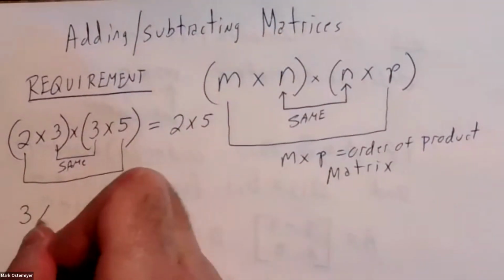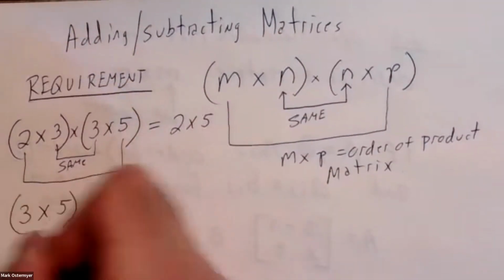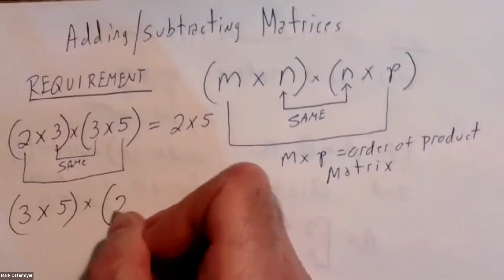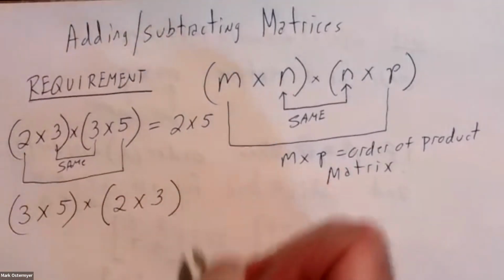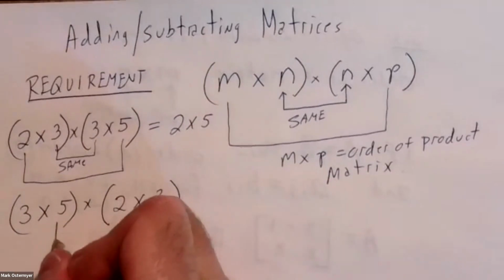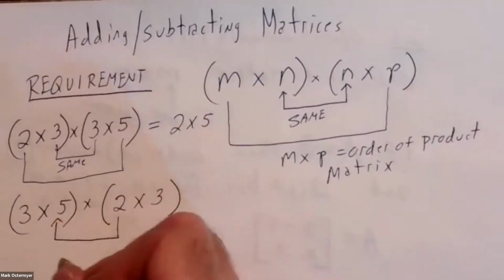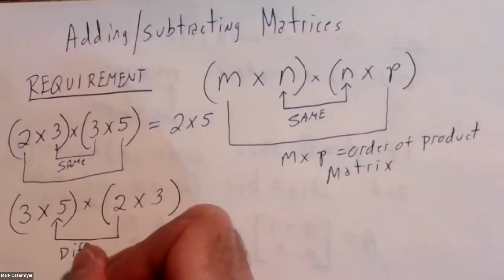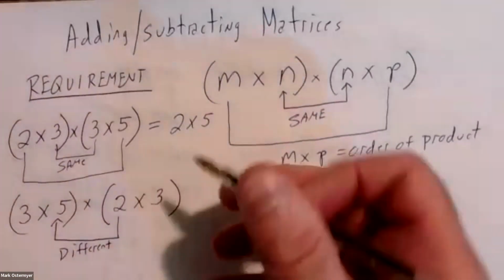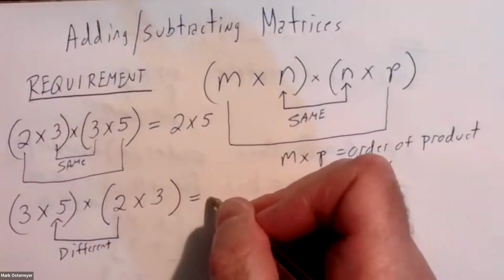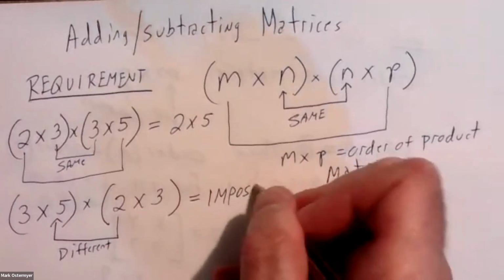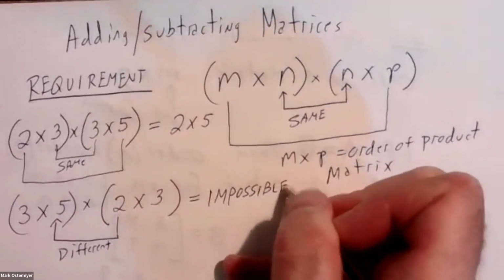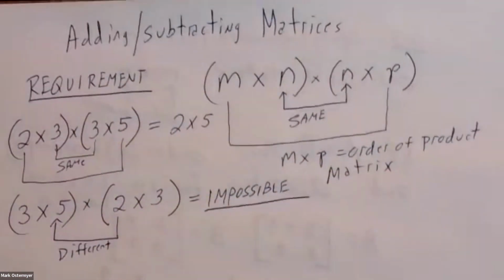Now, could I flip this around? Could I take a 3 by 5 matrix and multiply it by a 2 by 3 matrix? Is that possible? These are not the same. These inner dimensions are different. And because these inner dimensions are different, this product is impossible. Cannot multiply those matrices together like that. Any questions what the requirement is for us to be able to multiply matrices together?